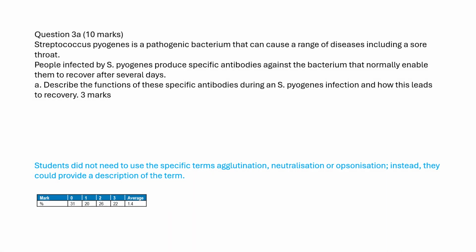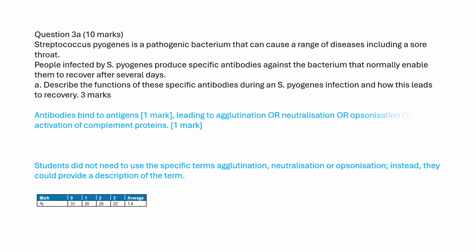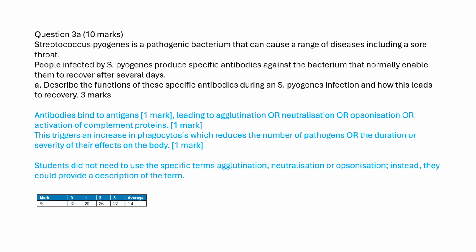Students should link the functions of antibodies with antibacteria. Antibodies bind to antigens, leading to agglutination. This triggers an increase in phagocytosis, which reduces the number of pathogens.